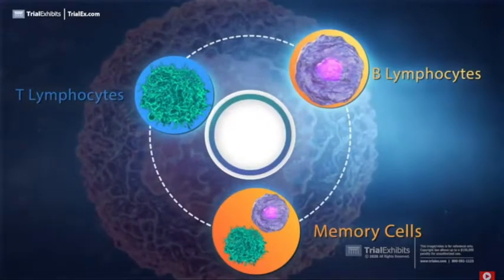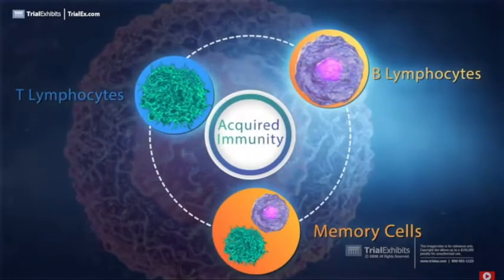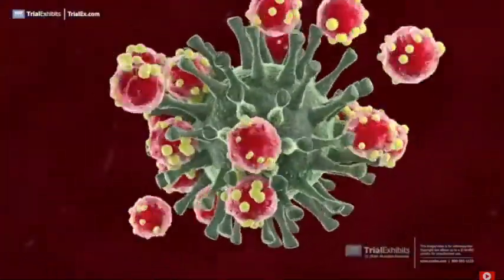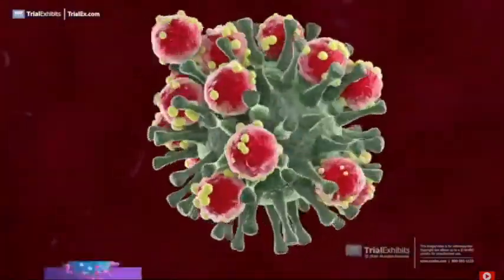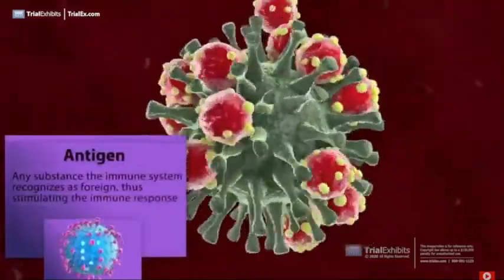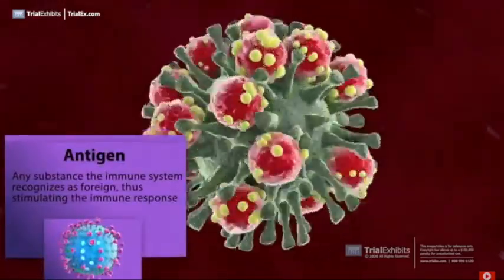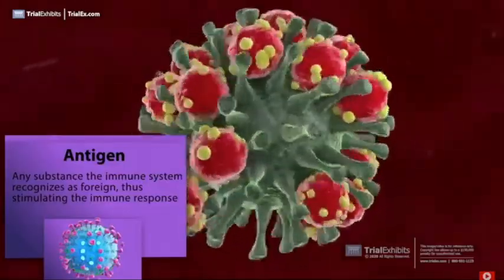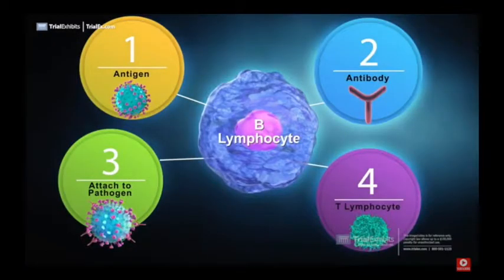That's thanks to memory cells. Memory cells store memories from the coronavirus antigen that they were exposed to. That helps to create an efficient plan of attack if the coronavirus is ever encountered again in the future. Memory B cells can activate plasma B cells, which will make antibodies. And memory T cells can activate cytotoxic T cells that will go after infected cells.